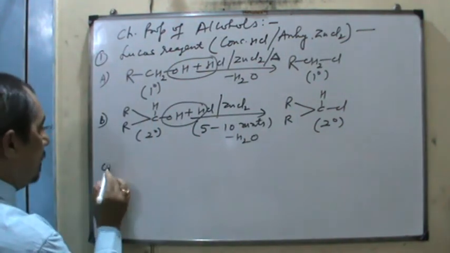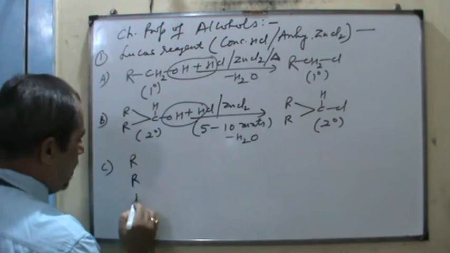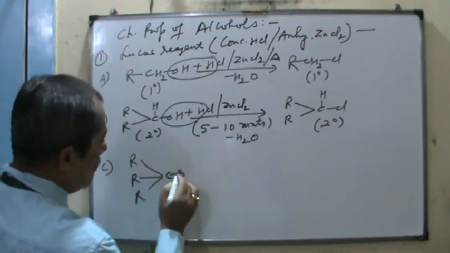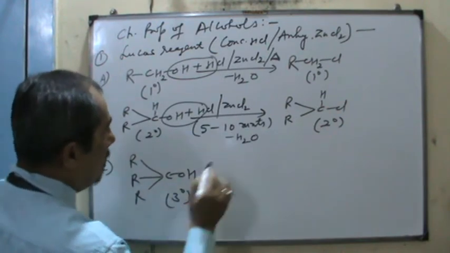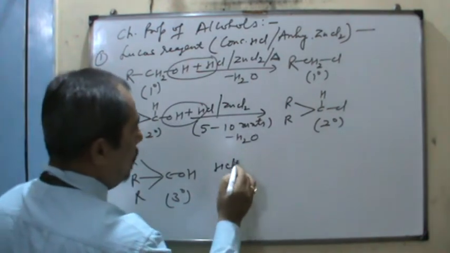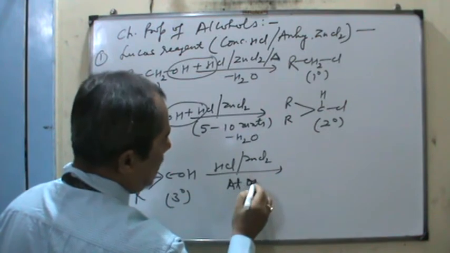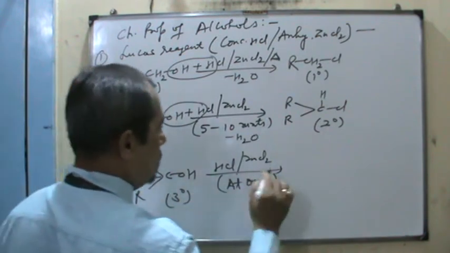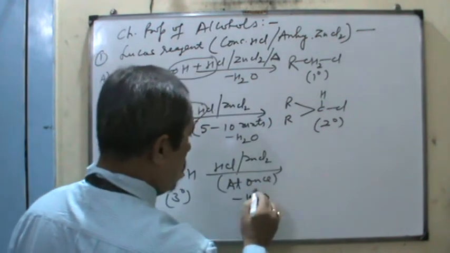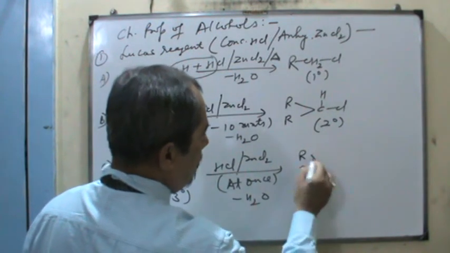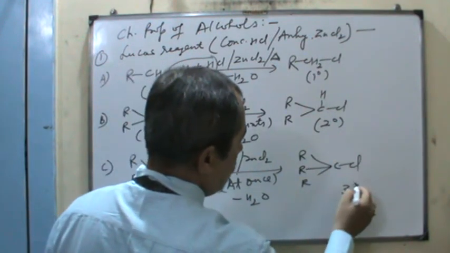And then finally, 3 degree alcohol is going to form 3 degree halide in presence of Lucas reagent, but at once or immediately the reaction takes place, water is lost, and we get the 3 degree halide.